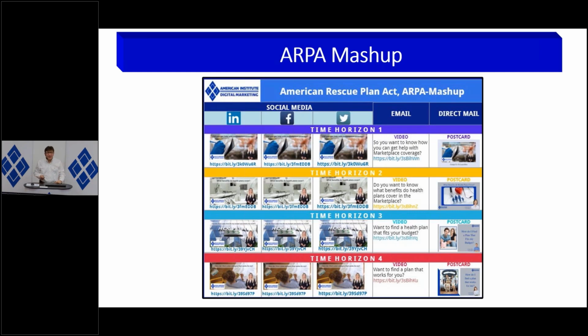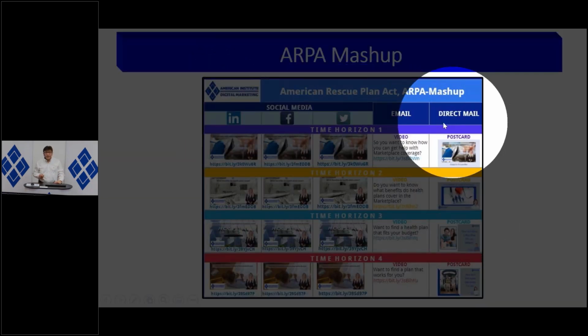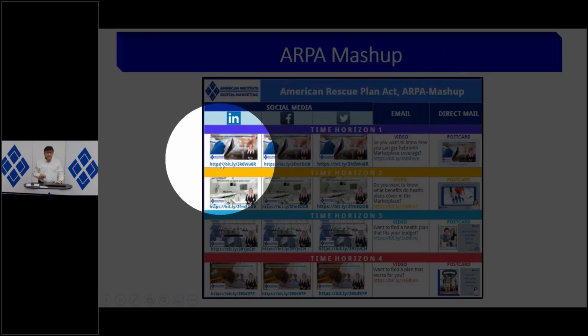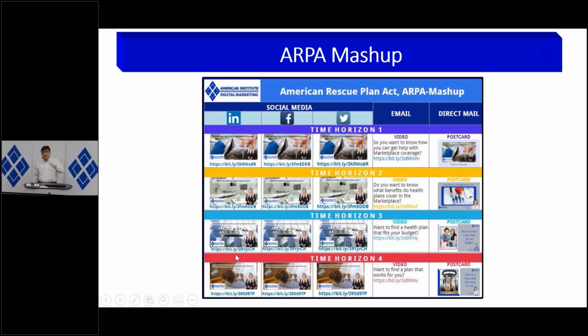So it's 5 channels: 3 social media channels, 2 traditional channels, and 4 time horizons. That's 5 by 4. This is a 20-event mashup. When we finish the execution of this mashup in the following weeks, we're going to move to something very interesting that we're going to be inviting you to. We're going to move to a 10-channel mashup. So we are progressing.